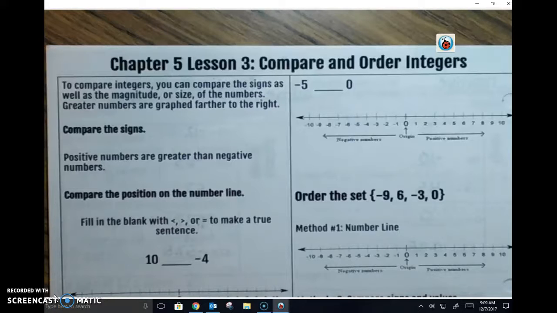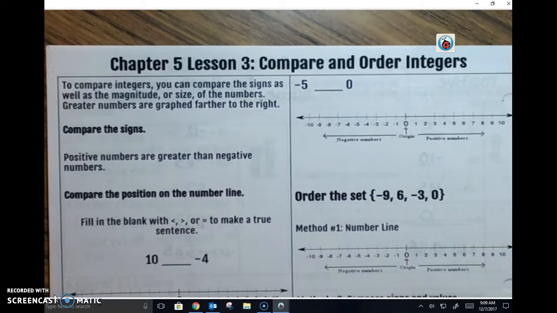In this lesson, we're going to take a look at Chapter 5, Lesson 3, which is comparing and ordering integers. Remember, an integer is a positive whole number, their opposite, or 0. So let's take a look at the top. When we compare integers, you can compare the signs as well as the magnitude, or size, of the numbers. Greater numbers are graphed farther to the right.